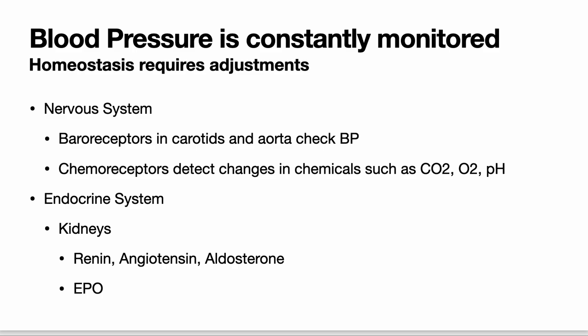The endocrine system also monitors your blood pressure. There are going to be cells inside the kidney that are monitoring the volume and pressure of blood coming into the kidneys. And they can do things like release hormones such as renin, angiotensin, and aldosterone, which can help increase blood pressure. And also EPO, or erythropoietin, which we've talked about previously, and its role in red blood cell formation. So we've got both a short-term response system, that's the nervous system, and a long-term response system, which will be the endocrine system, monitoring and ensuring homeostasis of blood pressure.